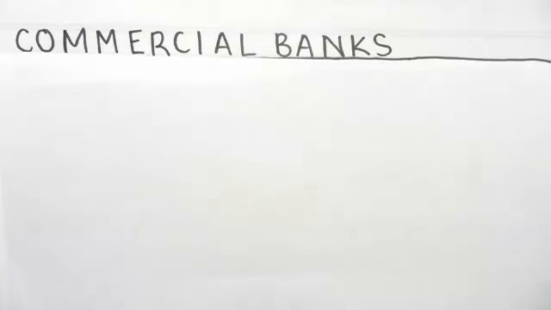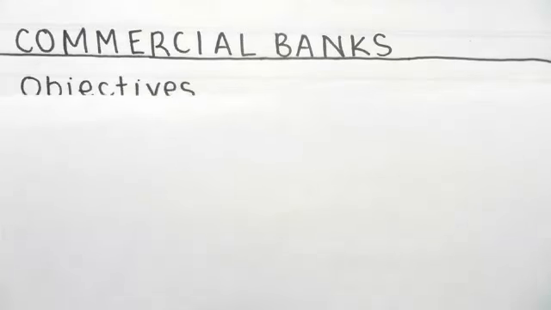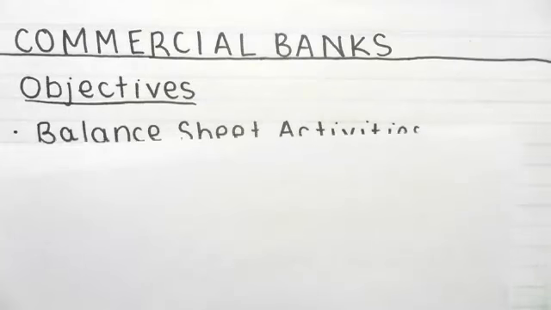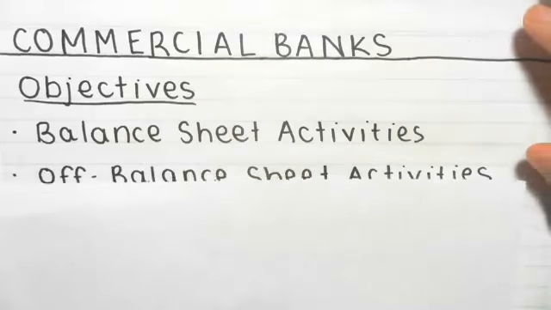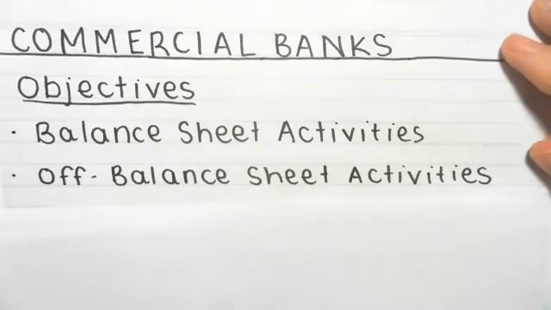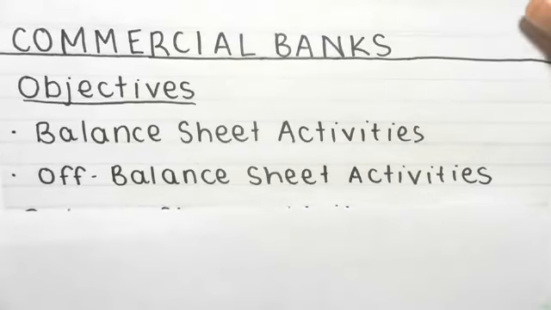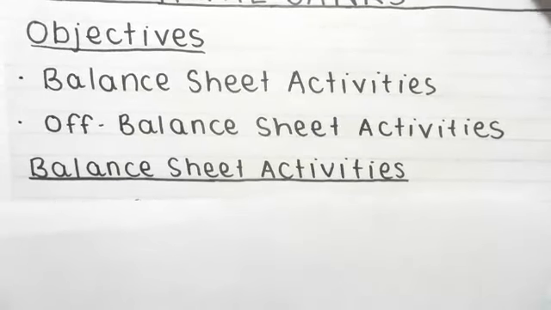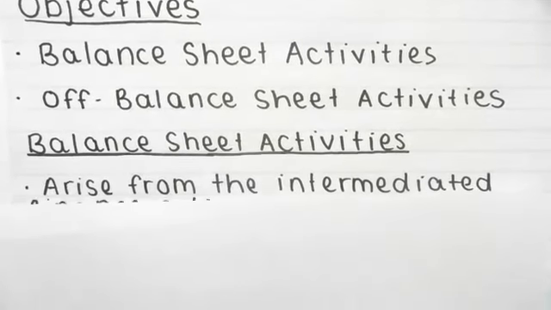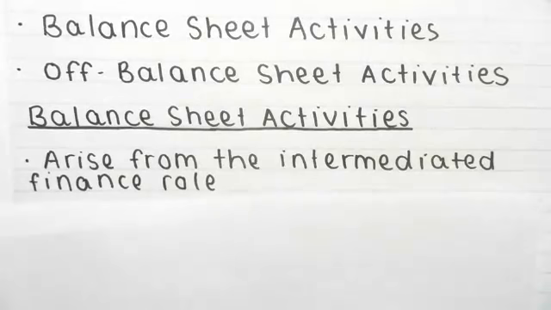So in this session we'll be taking a look at commercial banks. First of all, we'll look at the balance sheet activities of commercial banks and also the off-balance sheet activities of commercial banks. So first of all, balance sheet activities. Balance sheet activities for commercial banks arise from the intermediated finance role that a commercial bank plays.